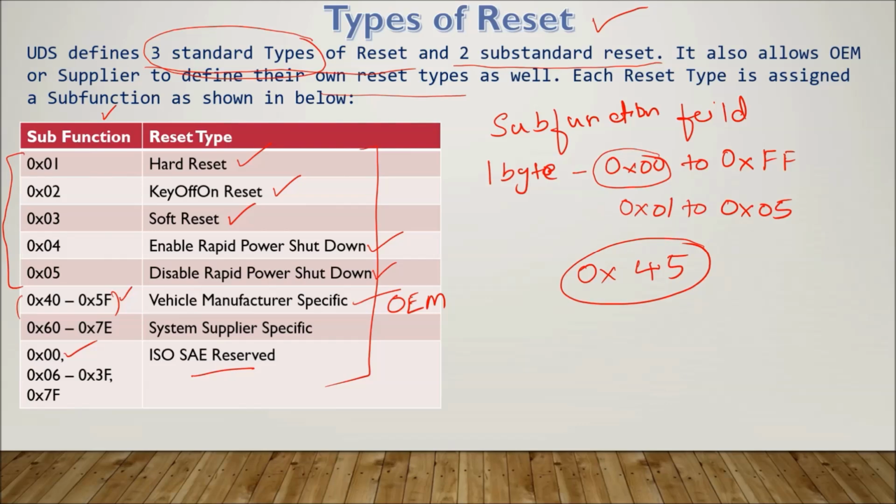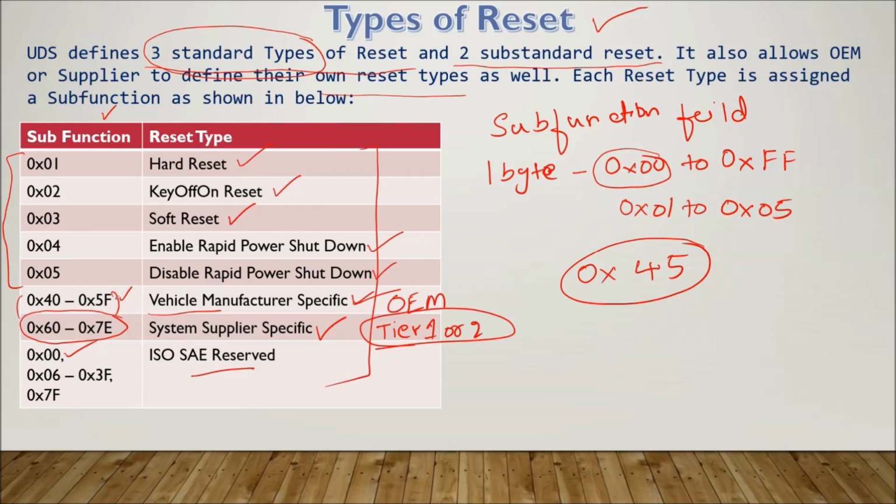So OEM has this range, and the suppliers, that is the tier 1 or 2, the suppliers are given a separate range. So if I am supplying the ECU, if I am the manufacturer of the ECU and providing you the ECU, then I am a system supplier. If I am taking that ECU and integrating it in the vehicle and I am the manufacturer of the vehicle, the car, then I am the vehicle manufacturer.